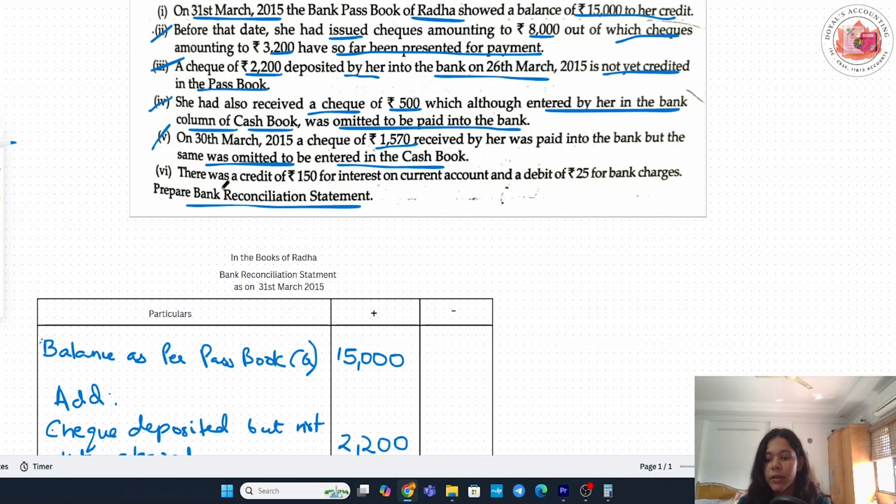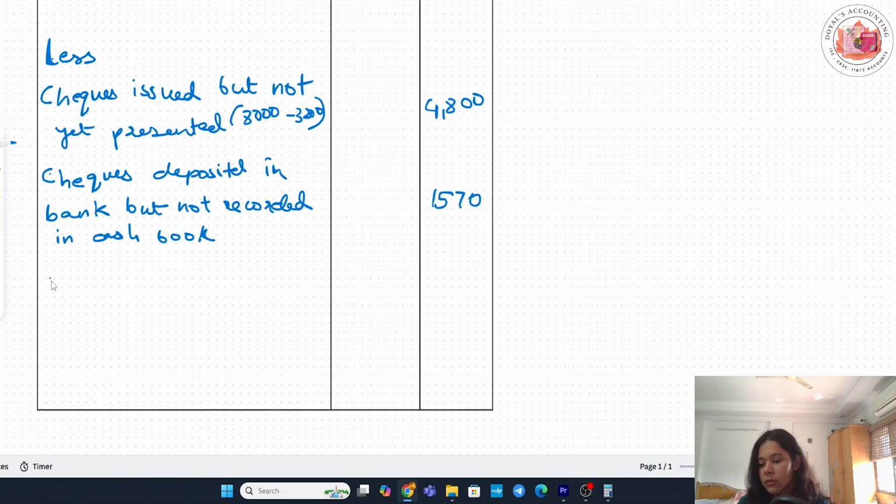Okay, what's the next one? There was a credit of rupees 150 for interest on current account. Let's break this. And a debit of rupees 25 for bank charges. Now the bank has given her an interest of 150 which she has not recorded in her cash book. So her passbook balance is more than her cash book balance. Now if I want to equalize the two, I'll have to deduct bank interest not recorded in cash book.